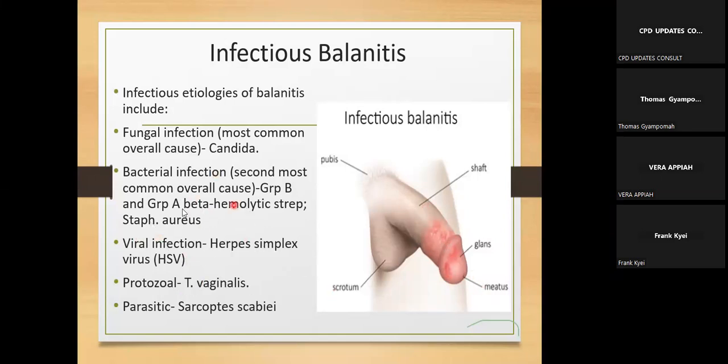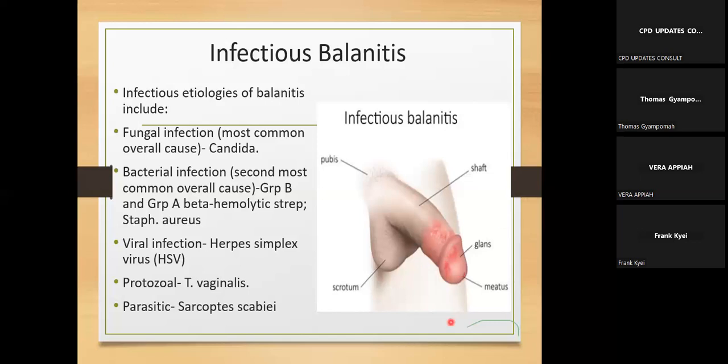The next, it can also be a viral infection, and it's herpes simplex. You are also going to do genital herpes in another discussion, but like we said, the highest is fungal, which is Candida. The second most common would be the gram positives, and then it can also be viral. If it's viral, of course, you know that it's self-limiting. It can go on its own. It can also be protozoa, T. vaginalis. So it is not true that T. vaginalis is only seen in females. No, this will still be T. vaginalis. It can cause balanitis, especially these things occur very much in the uncircumcised people.